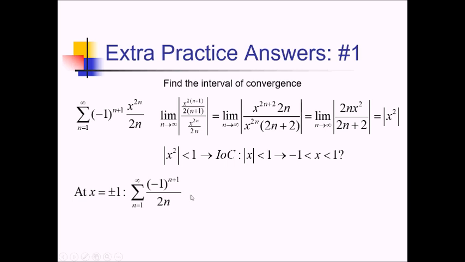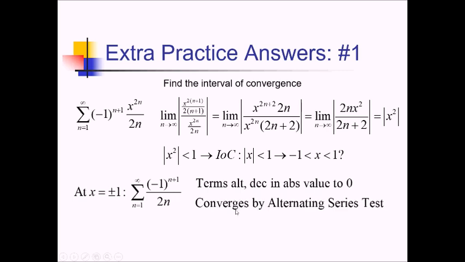So this is an alternating series, and because the denominator is growing while the numerator is not, we're decreasing in absolute value to 0. Because of this, we can use the alternating series test on this. By the alternating series test, this is going to converge, which means that we are converging at both of our endpoints, so we can rewrite this as negative 1 less than or equal to x less than or equal to 1.